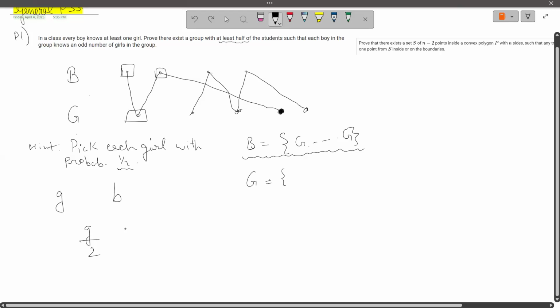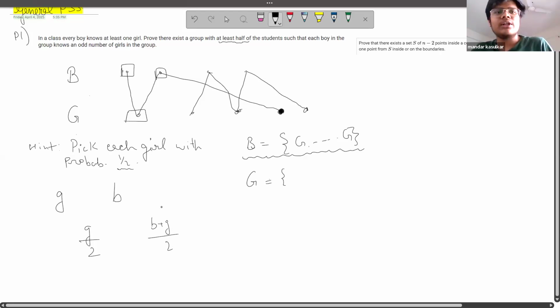The number of boys who like those girls? If you see, the total number you need is B plus G by two, so B by two boys. Again, can we take each boy with probability half? No, you can't take both with probability half, because then it'll become completely random. There's no point. Even for boys, the new constant that you want is B by two, roughly.